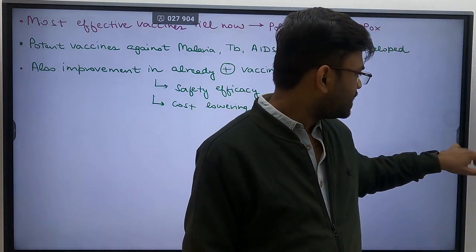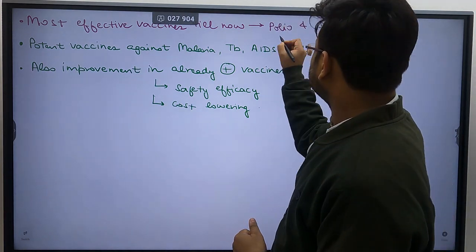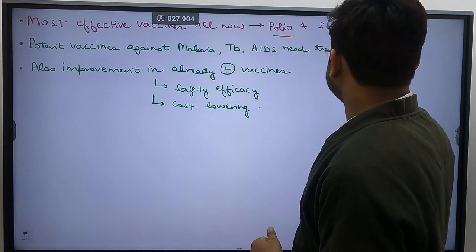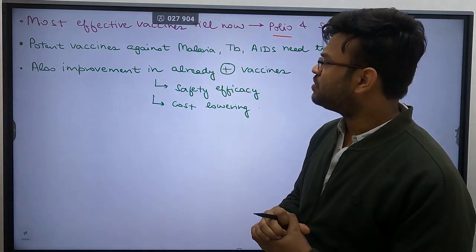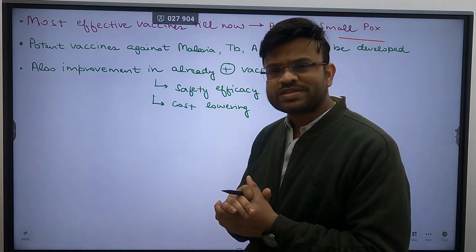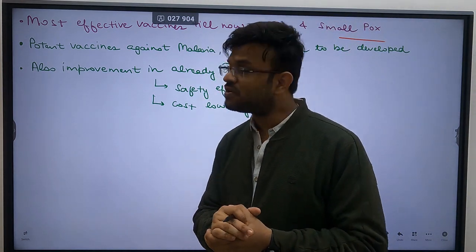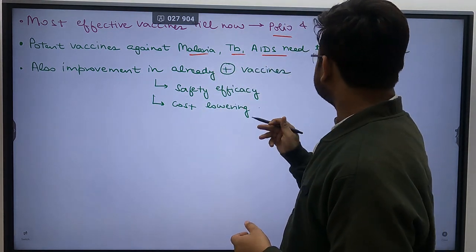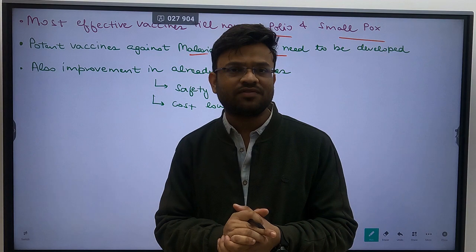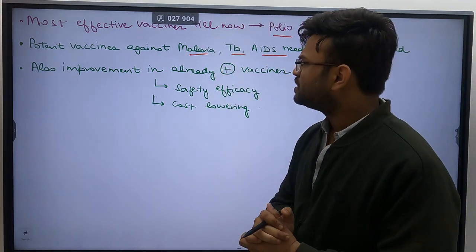Over here you can see that the most effective vaccines till now are the polio vaccine and the smallpox vaccine. These are some of the most effective vaccines that have been generated up till now. But what we still require is that there are multiple other diseases for which we do not have vaccines, for example, malaria, tuberculosis, AIDS. These vaccines have still to be developed. We do not have vaccines for these kinds of diseases.